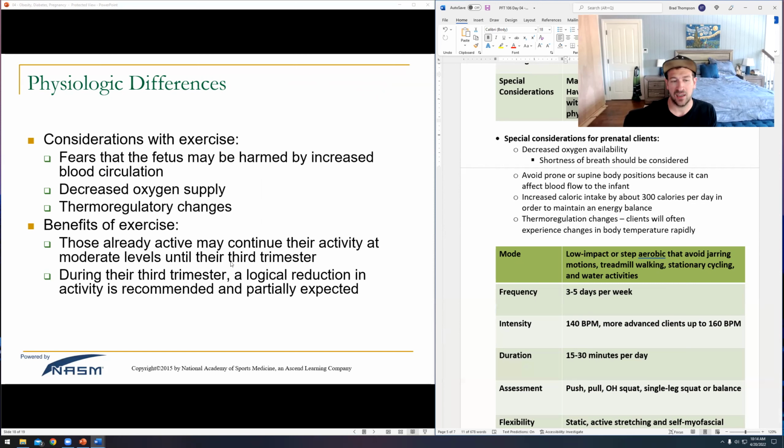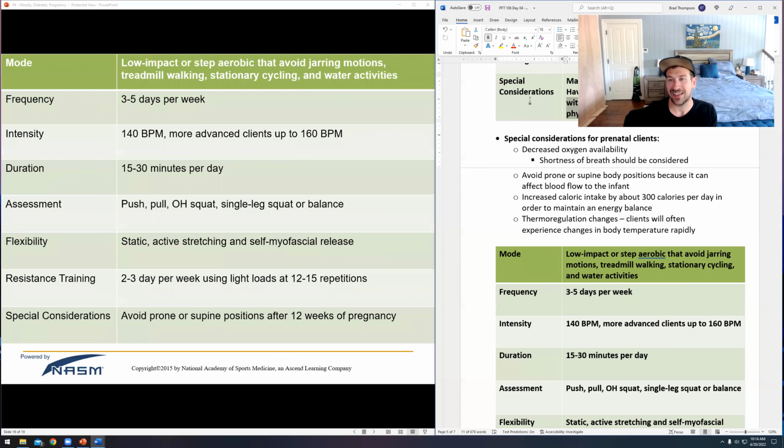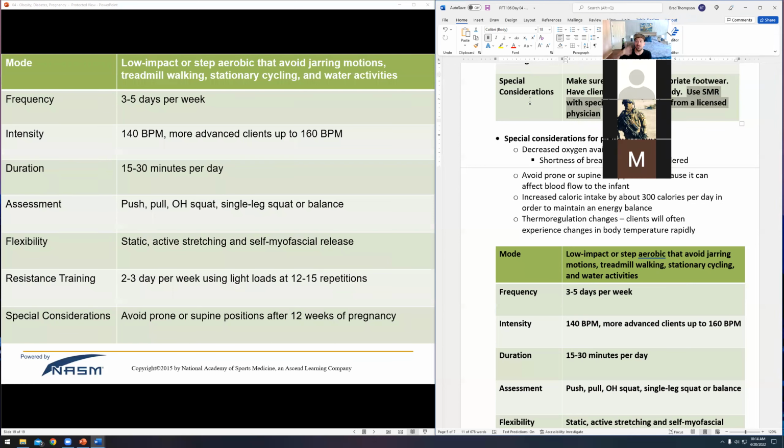So the benefits, with already healthy, active people, they can continue that all the way into their third trimester, and then they just make what we call a logical reduction based on their ability. Eventually certain exercises are simply going to get uncomfortable. Certain exercises are just not going to be fun to perform at certain stages of pregnancy. So NASM is just using the word a logical reduction. It's a gut feeling judgment call based on your part.